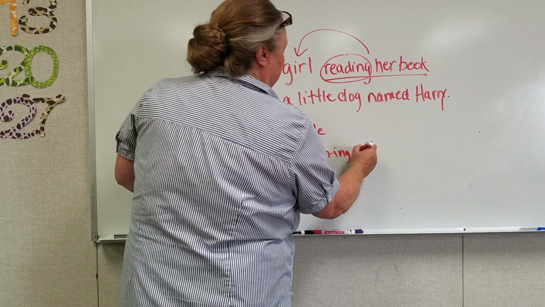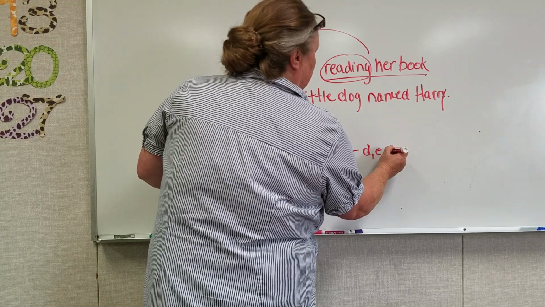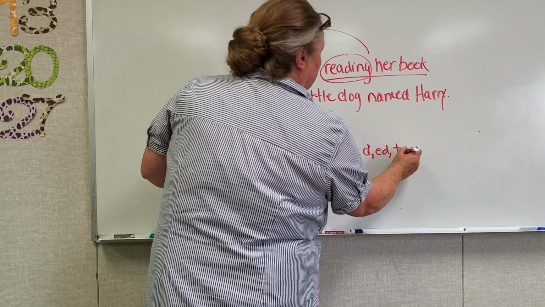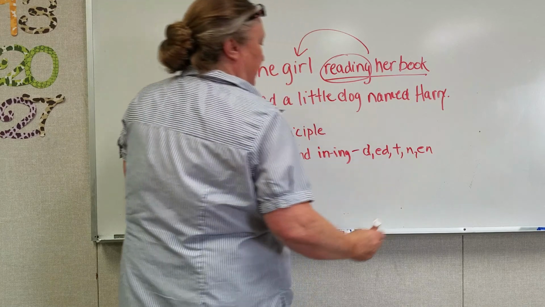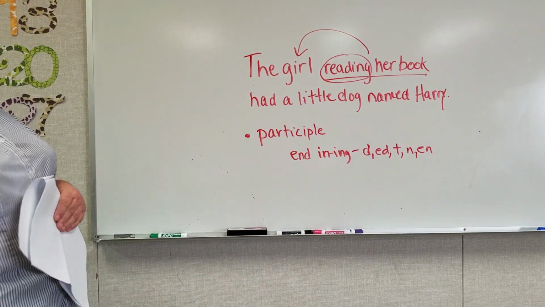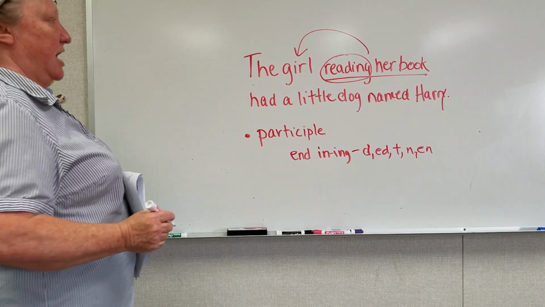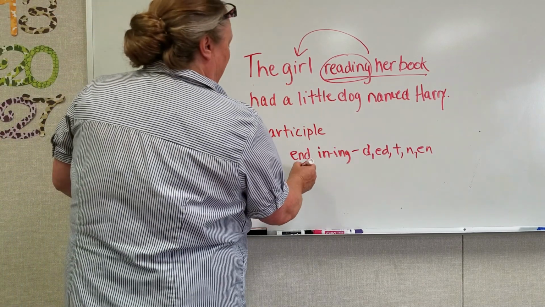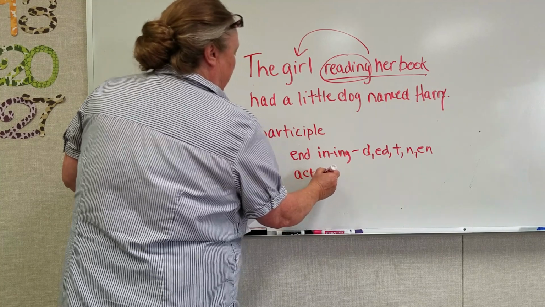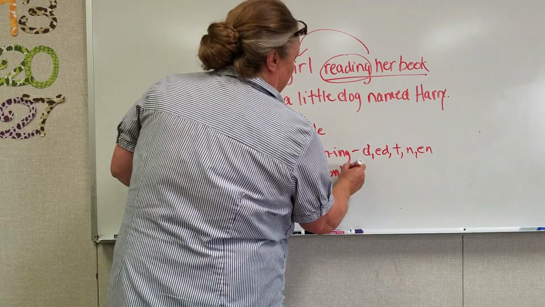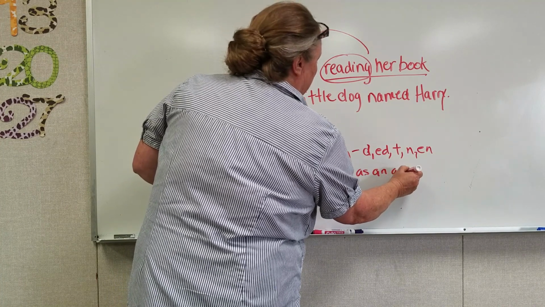They also, in the past form, can end in d, ed, t, n, and I think en. So they can also have those suffixes attached to them. Okay, but in this case, it's a participle. A participle acts only as an adjective. I should have had this written out already.